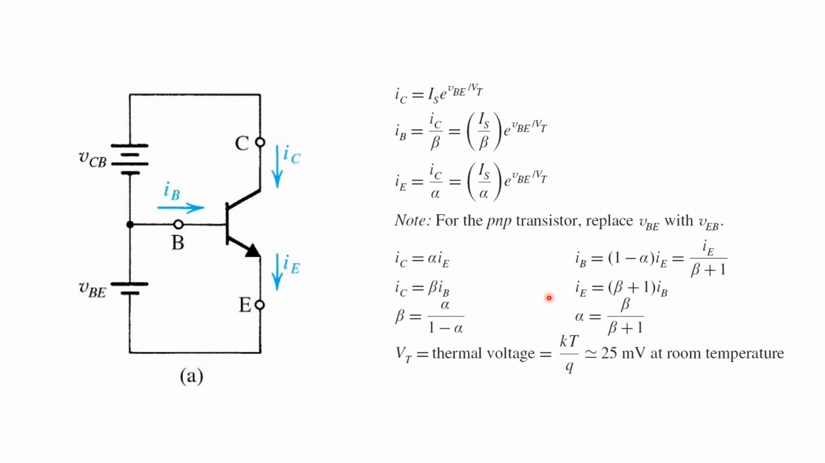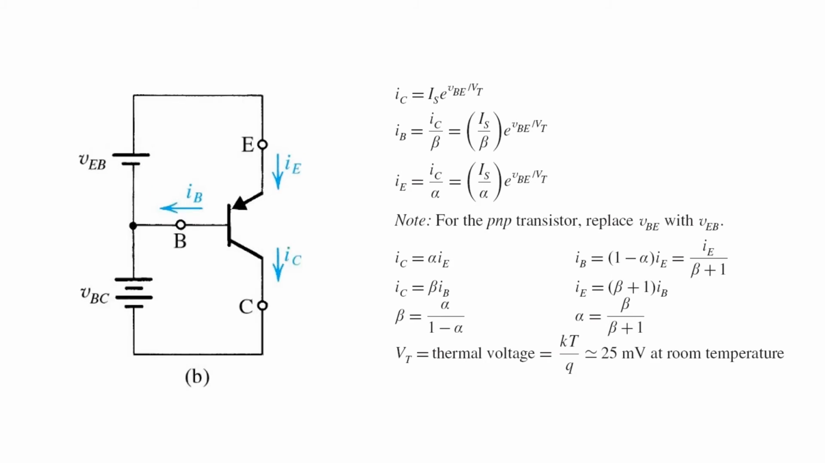Finally, just a reminder that in these exponential relationships, Vt is the thermal voltage. It's proportional to absolute temperature, equal to kT over q, where k is Boltzmann's constant and q is the fundamental electronic charge. It's always good to keep in mind, as a rule of thumb, that Vt is about 25 millivolts at room temperature. It's a nice round number.